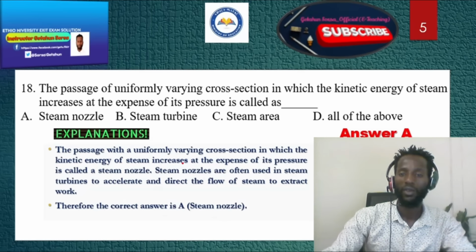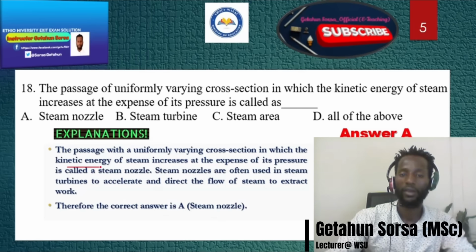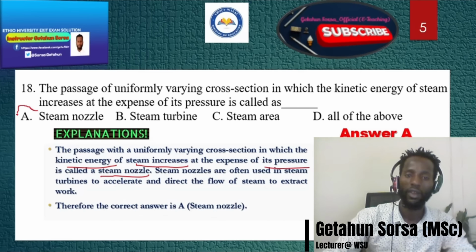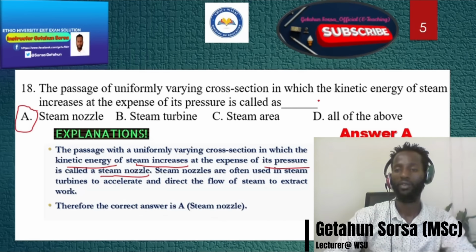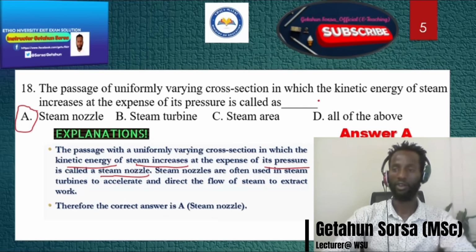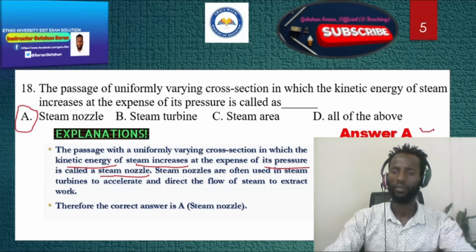The passage with a uniformly varying cross section in which the kinetic energy of steam increases at the expense of its pressure is called a steam nozzle. So the correct answer is choice A, steam nozzle. So the correct answer is A.